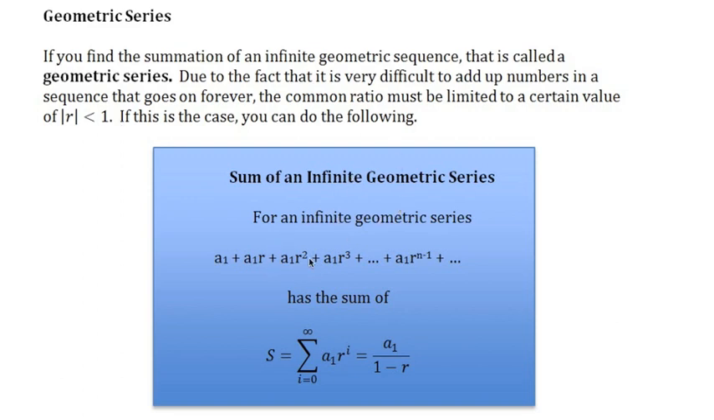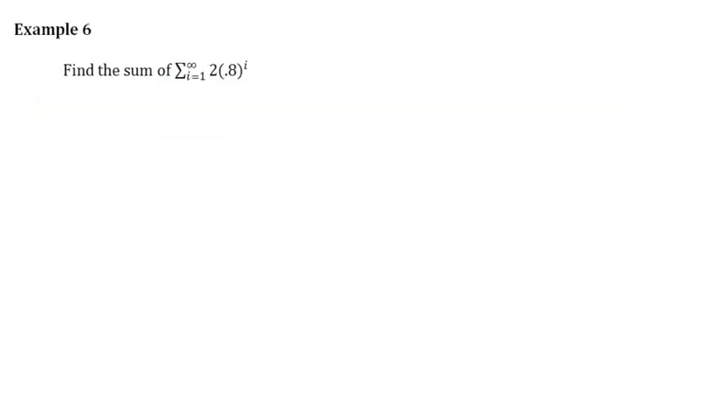So when that happens, we can use this formula here. You can see how everything works here, and the main part is a sub 1 over 1 minus r. Okay, so let's go see how this will actually work. So we look at the lower bound is 1, upper bound is infinity of 2 times 0.8 to the i power. So let's just think about what the first few terms would look like.